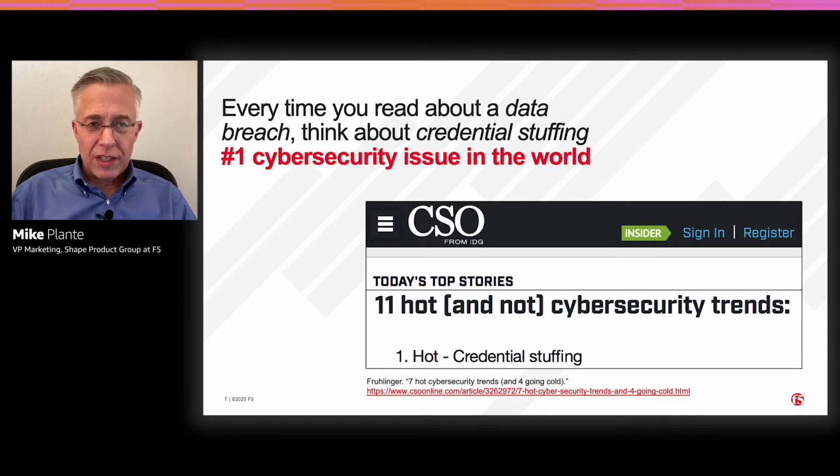CSO, one of the leading security media outlets, published their top security issues and concerns for fiscal year 20 recently. And they identified the number one cybersecurity issue in the world to be credential stuffing. Every time that you read about a data breach anywhere in the world from any application in the world, I'd like you to think about the word credential stuffing. Now, let me explain to you what credential stuffing is.